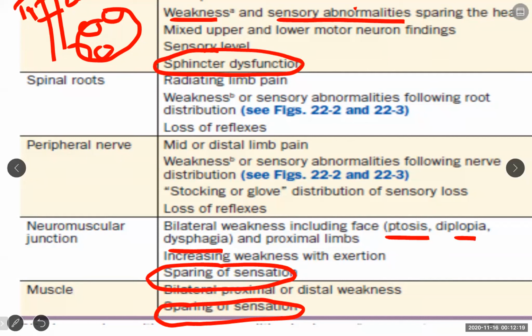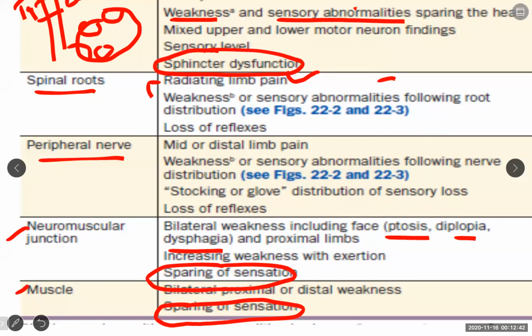Now, coming on to the middle two, which is spinal roots and a peripheral nerve. Now, spinal root pathology, like radiating limb pain, is typically seen in a disc prolapse or something, which tends to compress on a nerve. And since a whole root is involved, there's both a motor and a sensory component. So, since a motor and a sensory component is there, it helps distinguish pretty well from a neuromuscular or muscle lesion.